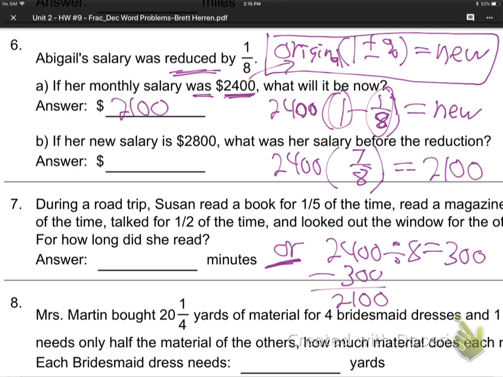They're switching it around. Her new salary is $2,800. What was her old salary before the reduction? That's always the harder direction. See if you can do that.